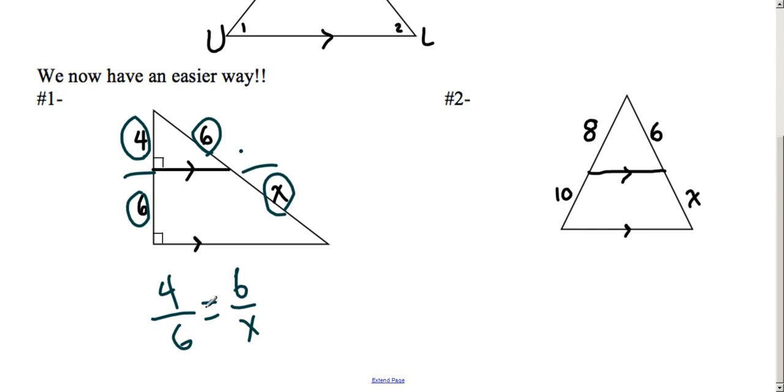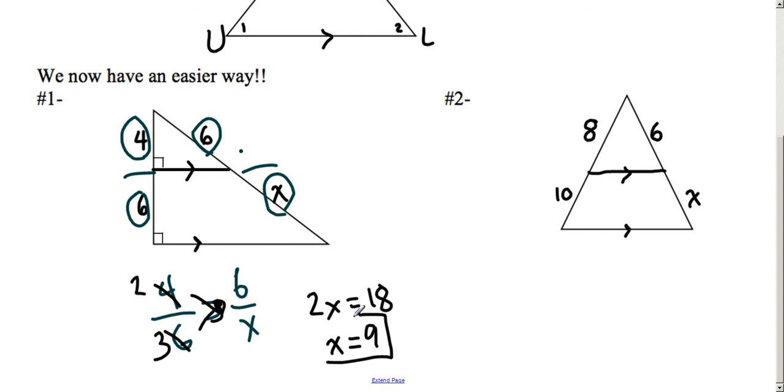So let's solve for X. First thing I want to do is simplify this fraction. 2 goes into 4 twice, goes into 6 3 times. So then we can cross multiply. We've got 2x equals 3 times 6, which is 18. And what number can we multiply by 2 to get 18? It's got to be 9.